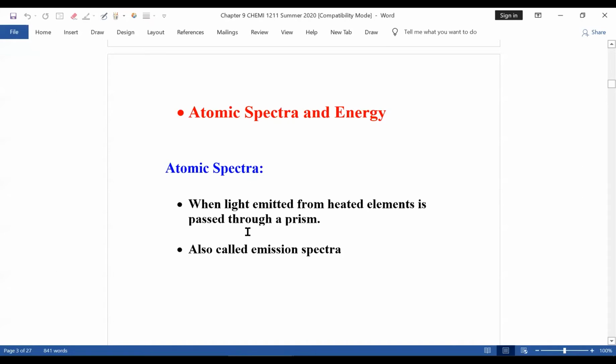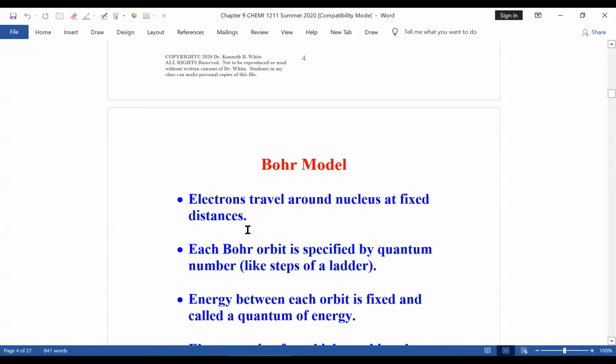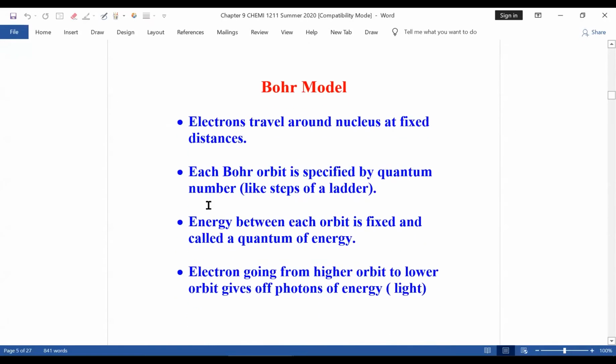When you look at that, what's causing the spectrum? And that's different packets of energy. Switch is still off. A great chemist, Bohr, I believe German, came up with a theory that electrons travel around the nucleus at fixed distances. He was sort of right. And that each orbit is called a quantum number, a certain energy level, like steps in a ladder. And the energy level between each orbit is fixed and called the quantum energy.